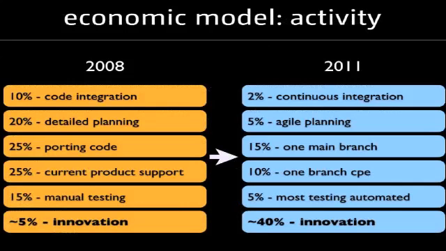Let's revisit what HP achieved. This change is the economic justification. They went from spending 5% of their time on innovation to 40% of their time on innovation. This is a second-order effect, and the second-order effect comes from focusing on having the software always be releasable. You can get some improvement by releasing once a week.